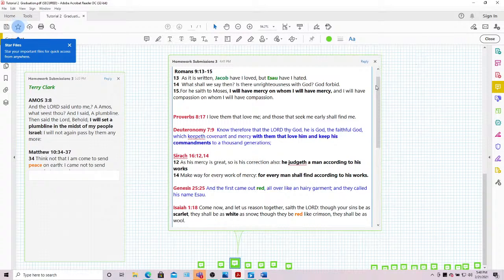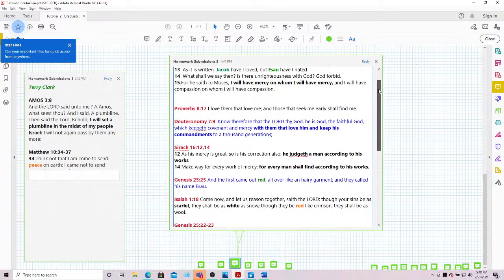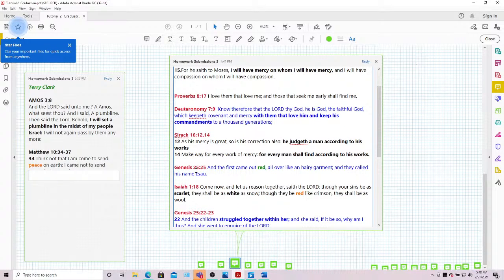So we're getting ready to go down to Genesis chapter 25, picking it up in verse 25. And the first came out red, all over like a hairy garment, and they called his name Esau. And this is another one that camps mess up all of the time too. They think that red is the white man right there. You see, when they get mad, their necks and foreheads get red, all of this. No, they're looking at that the wrong way.